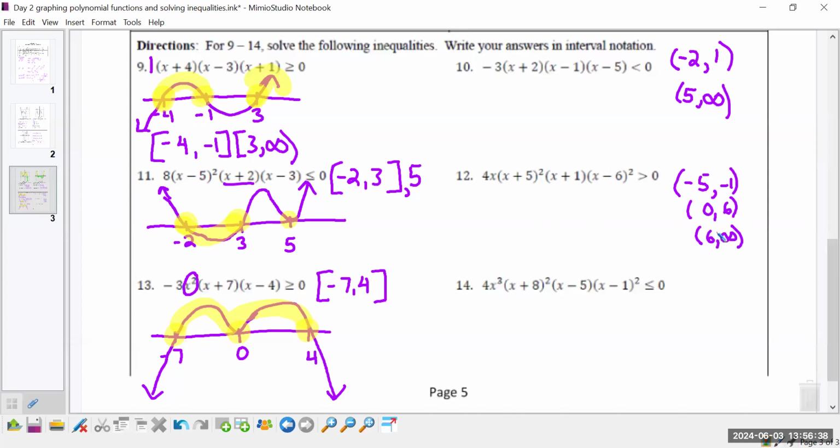Now, I want to point out, I can't go from 0 to infinity here because it's not equal to 0. So I have to write these as 2 separate intervals. Even though when you make your graph, you'll see that it could, like if this was an equal to 0, I could just say 0 to infinity.